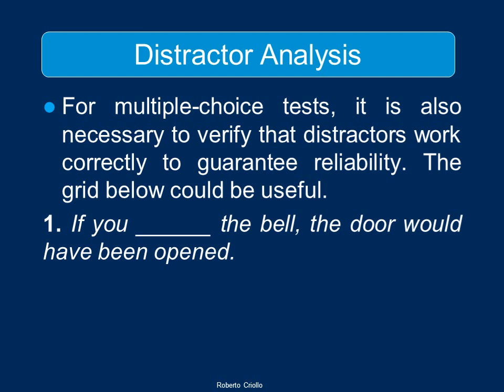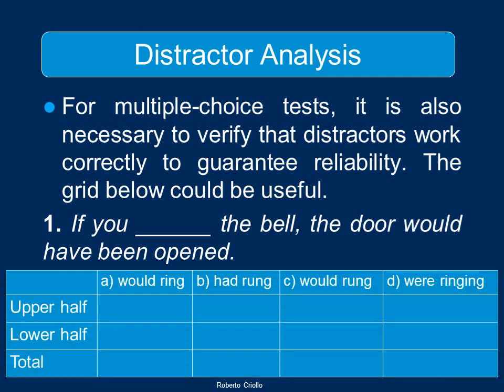So in this case, for example, imagine that we have this item. If you blank the bell, the door would have been opened. And these are my distractors. The first one, A, says would ring, B, had rung, C, would rung, and D, were ringing. So then again, we're going to enter the number of test takers who selected this option in the upper half, and we will write the number of students who selected this distractor in the lower half, and we're going to count the total.